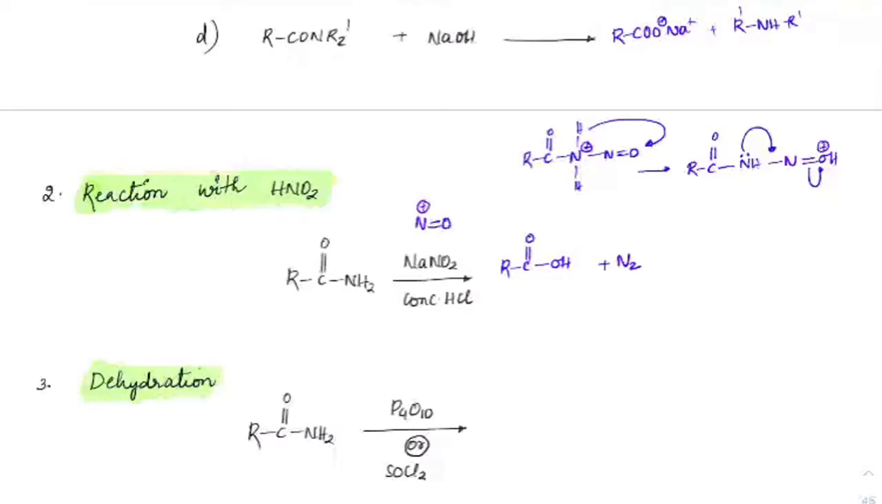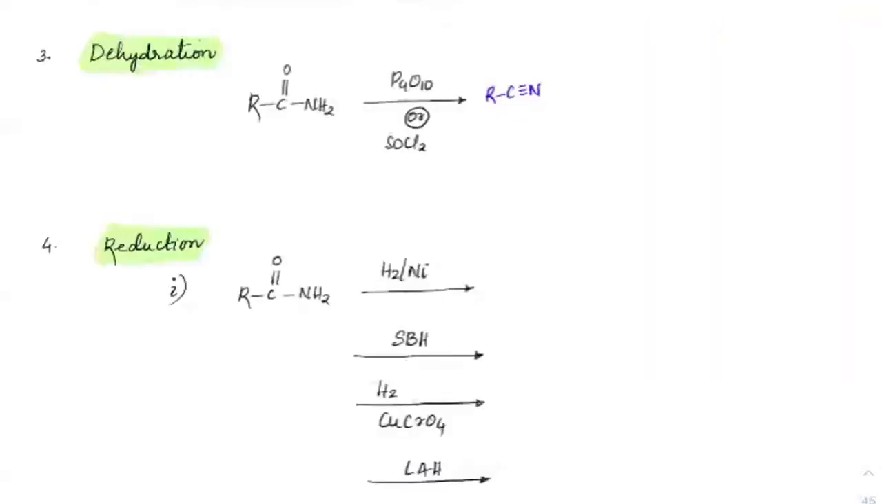Dehydration step. Amides in the presence of strong dehydrating agents like P4O10 or SOCl2 will lose water and become cyanides, nitriles.